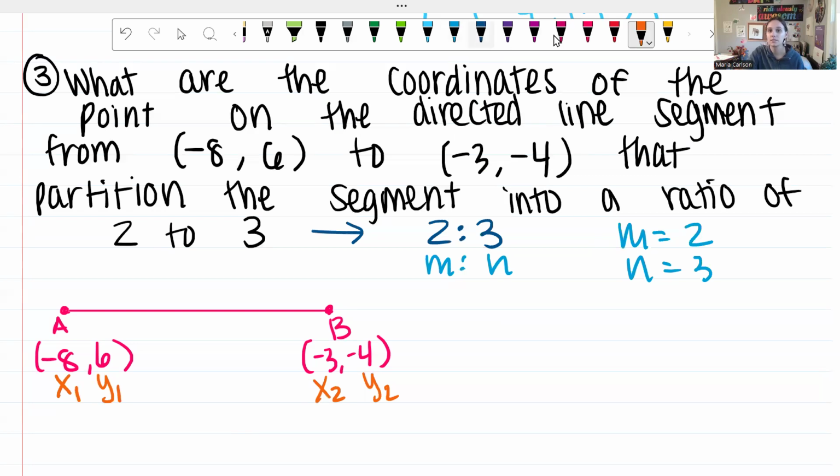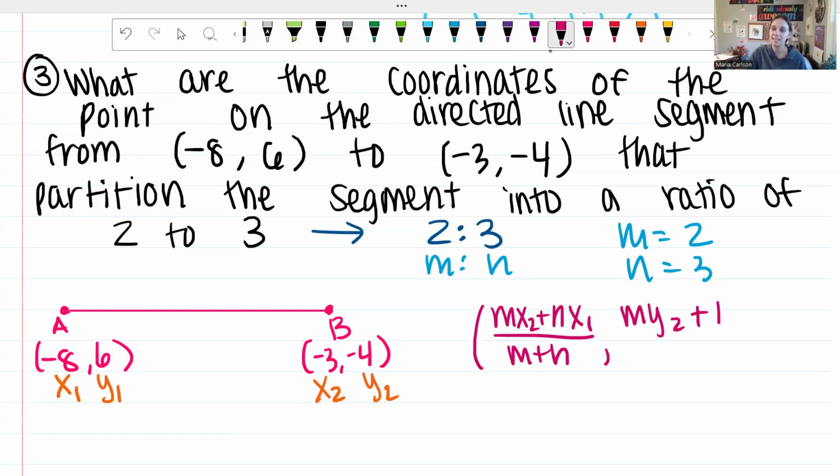And this partitioning point is going to be found by the formula. It's a point itself: m times x2 plus n times x1 divided by m plus n, and then m times y2 plus n times y1 divided by m plus n. And that will give us this point.